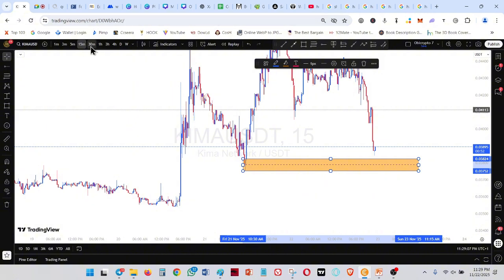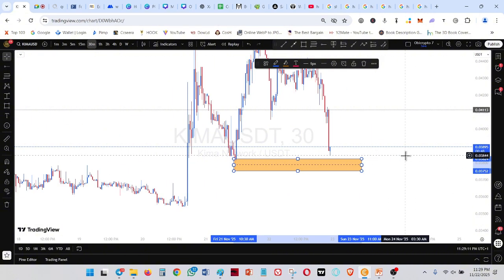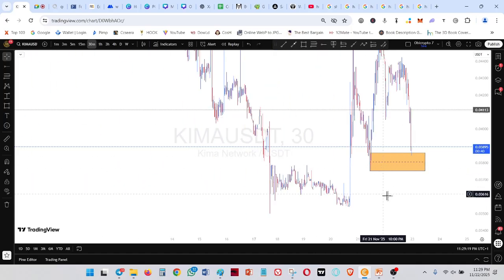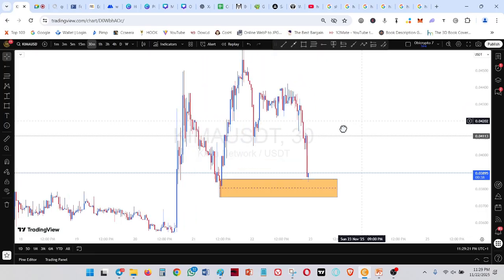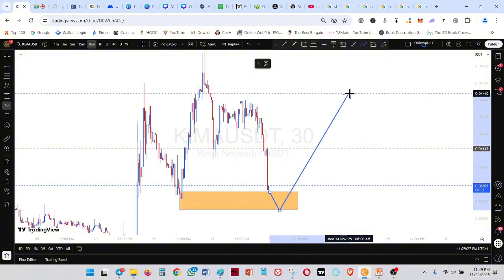Let's go to a higher time frame and see. It's possible it has already mitigated on a higher time frame. Yes, it has. Look at it. On 30 minutes, it has mitigated here by this candle. So at this point in time, Kima network should be going up from here, maybe to come down around here.